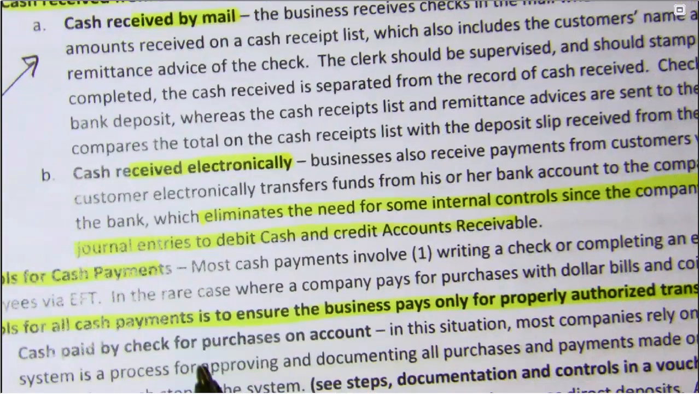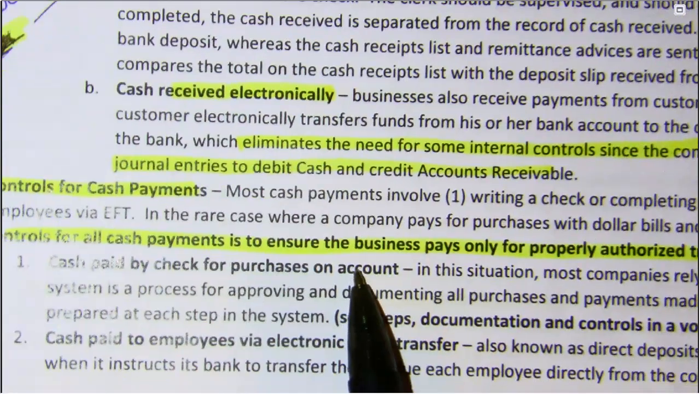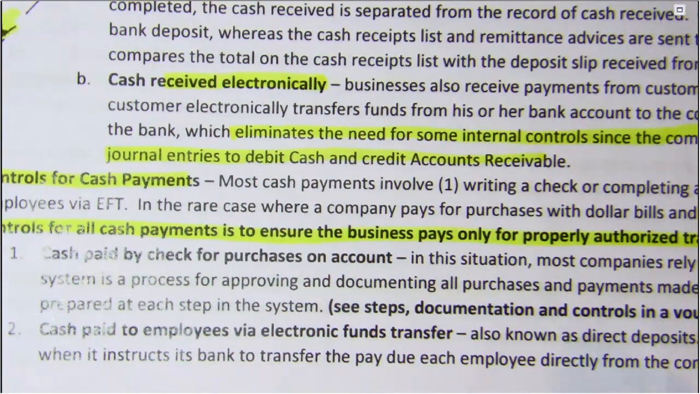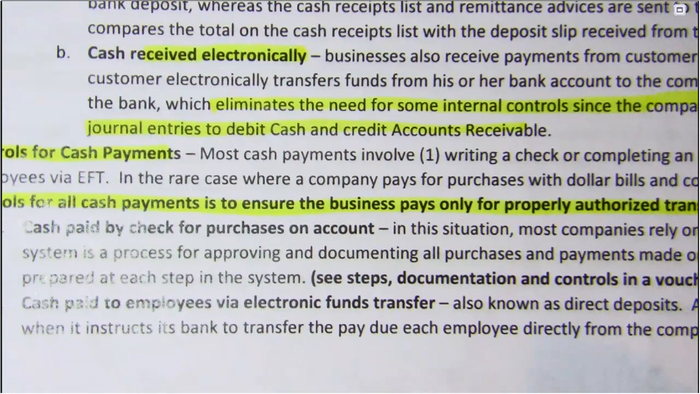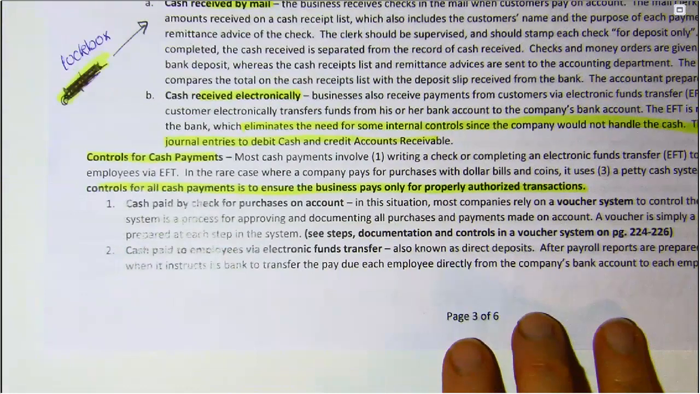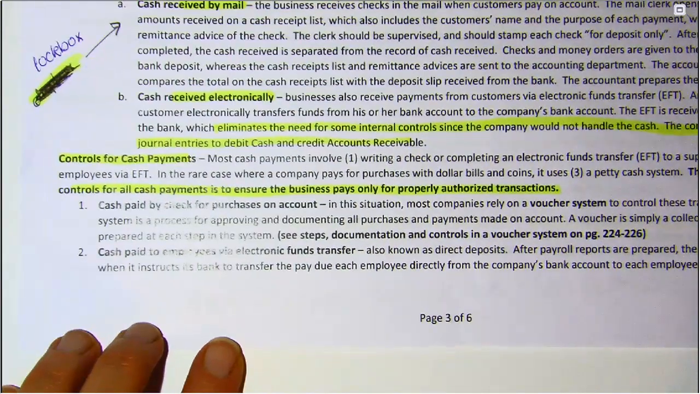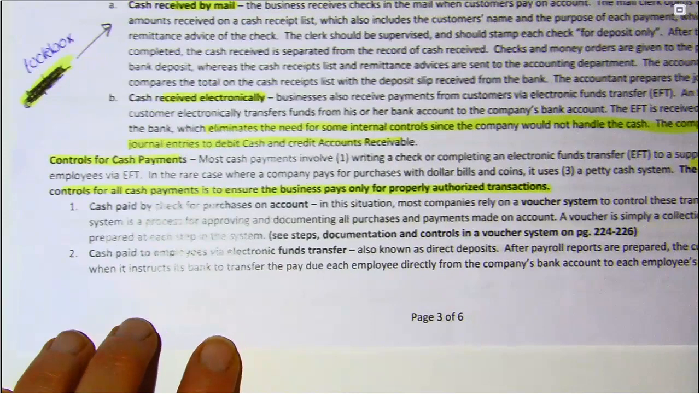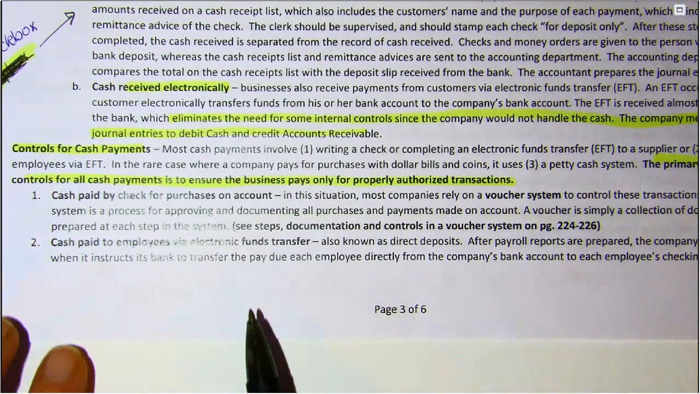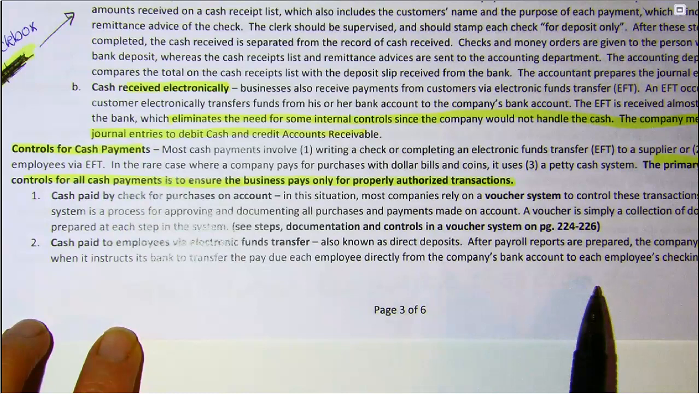Okay, so we just talked about cash paid by check for purchases on account. Now let's talk about cash paid to employees. The safest way to do this is through electronic funds transfer, also known as direct deposits. So after the payroll reports are prepared, the company initiates the electronic funds transfer, and it tells its bank to transfer pay to each employee directly from the company's bank account.